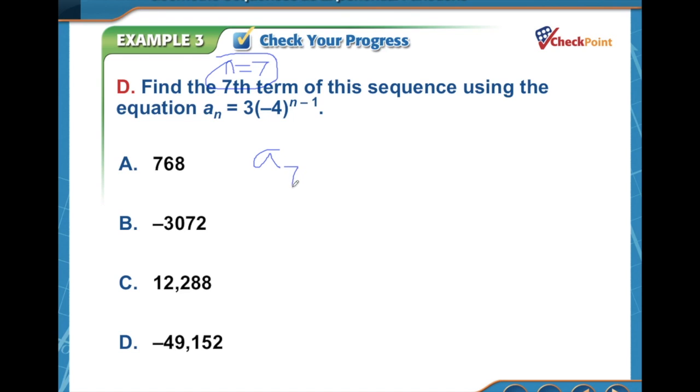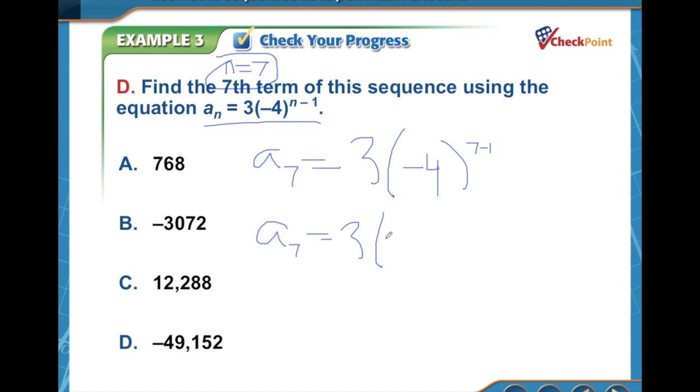So a sub 7 equals 3 times negative 4 to the power of 7 minus 1. Where did all this come from? Our equation right here that we already said. Everywhere there's an n, it became a 7. So in other words, our 7th term will be equal to 3 times negative 4 to the 6th power. Now from here, you can put all this into a calculator and get what you need.